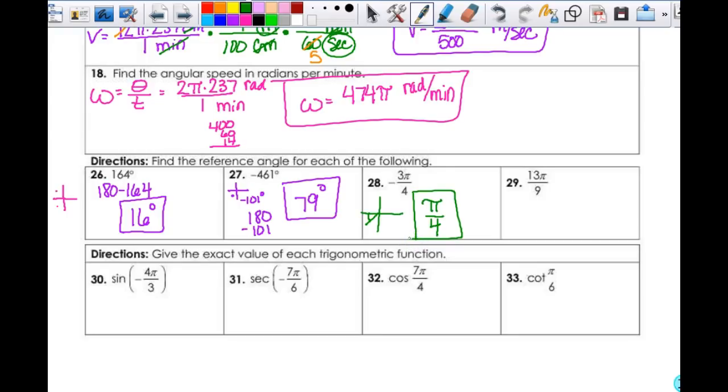13 pi over 9. Well, this is 0. This would be 9 pi over 9, right? This would be 18 pi over 9. Halfway in between that would be like 13.5 pi over 9. So I've got this right here. We're at 13 pi over 9.